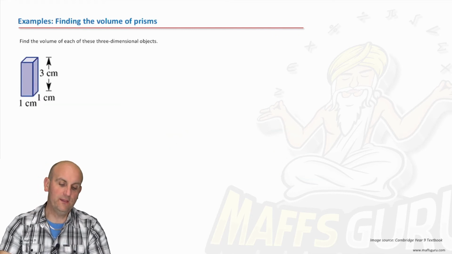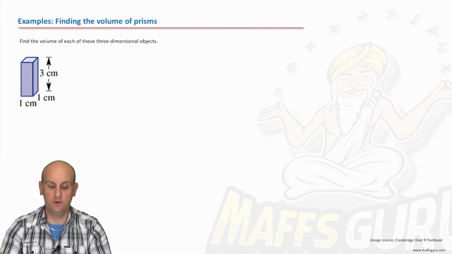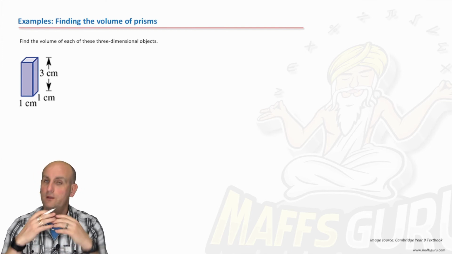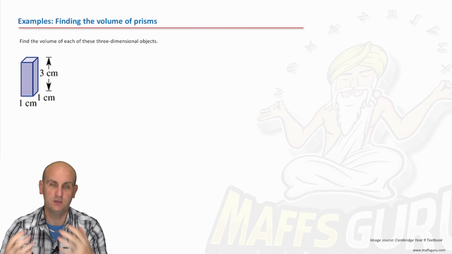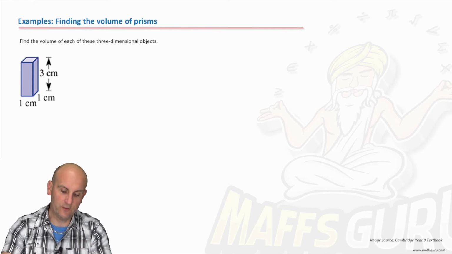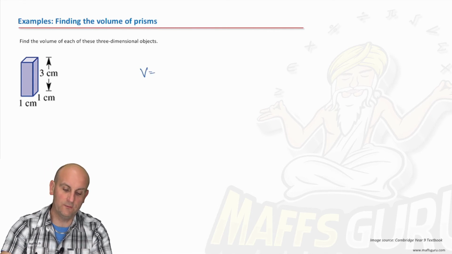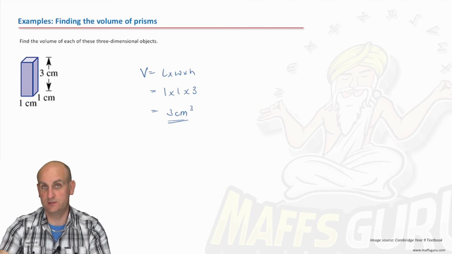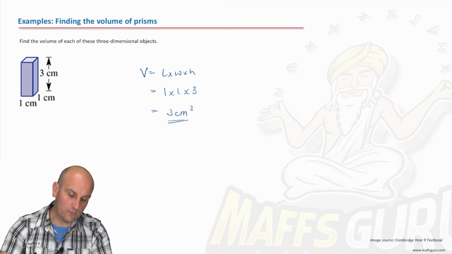Why? How is this important to me? Well, here we go. Find the volume of these three-dimensional objects. In this situation, I'm going to do it the old-fashioned way, and then I'm going to show you the other way as well. So here, we know the volume is equal to length times width times height. Let's call the length 1, the width 1, and the height 3, which gives me 3 centimeters cubed. Ka-ching.